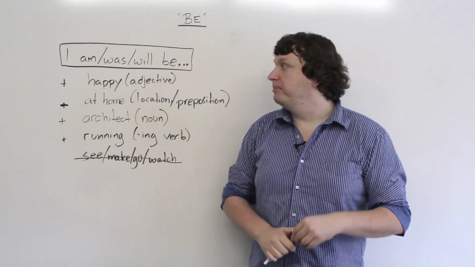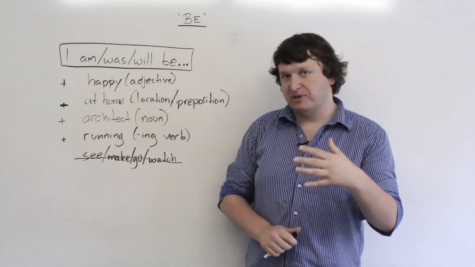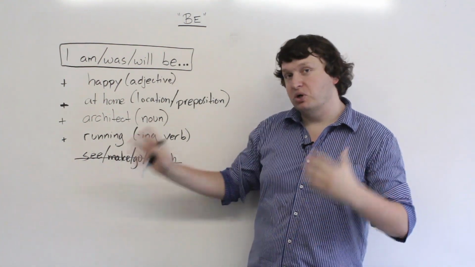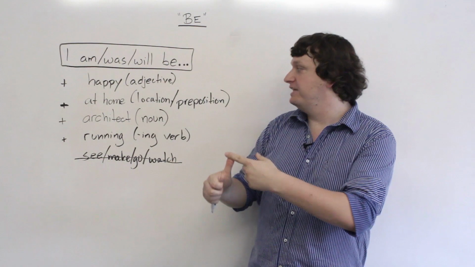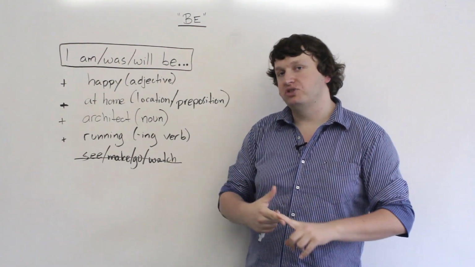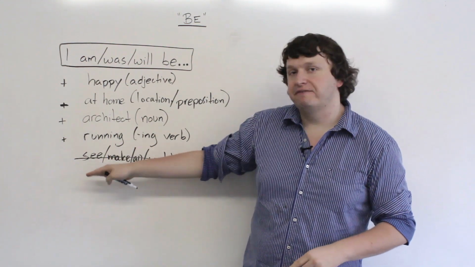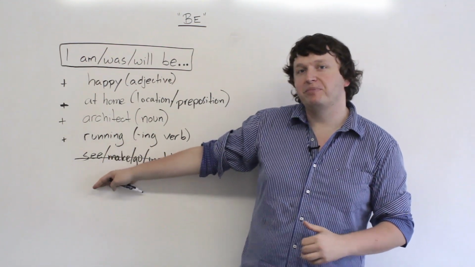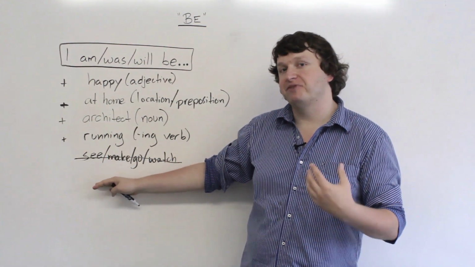I hear this often, so right now you have seen it. You know you can only follow the be verb with an adjective, a location or preposition, a noun, or an ing verb. Never, never, never follow the be verb with another base verb.